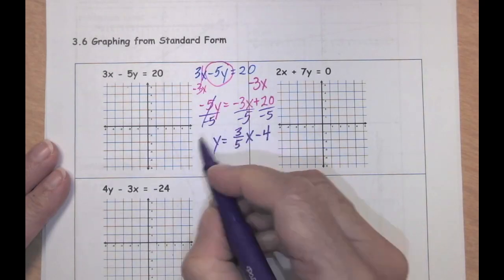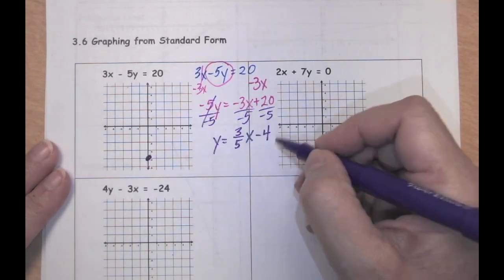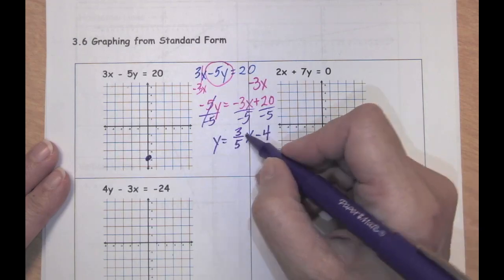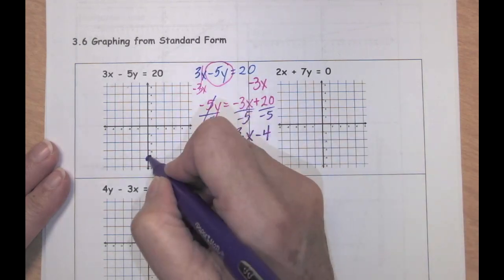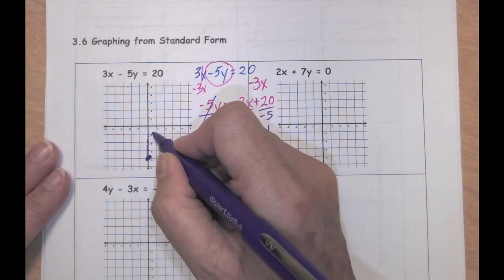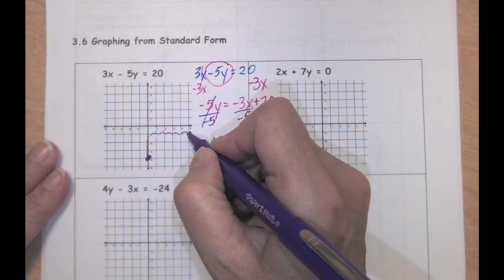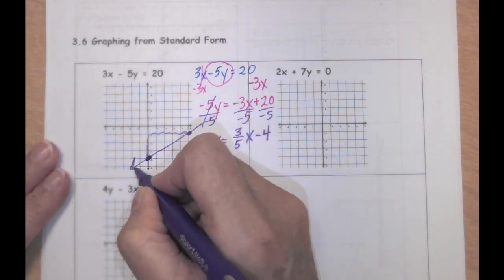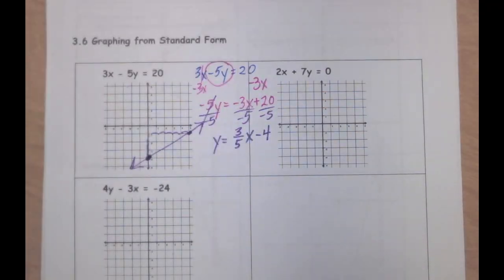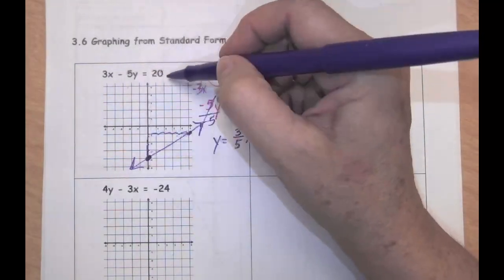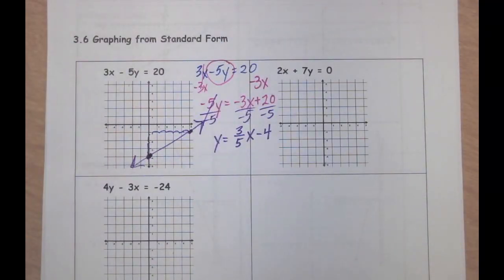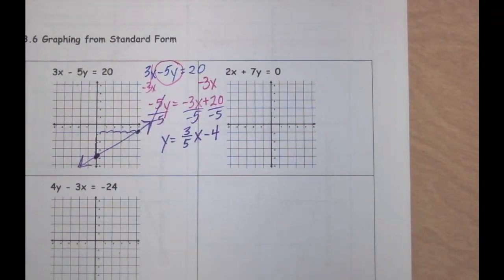I start on my graph at the y-intercept of negative 4. From that point, I do my rise over run. I rise 3, I run 5. Connect the dots. I've graphed the line. I can't graph it from this form. I have to put it in slope-intercept form so I can see the slope and the y-intercept.